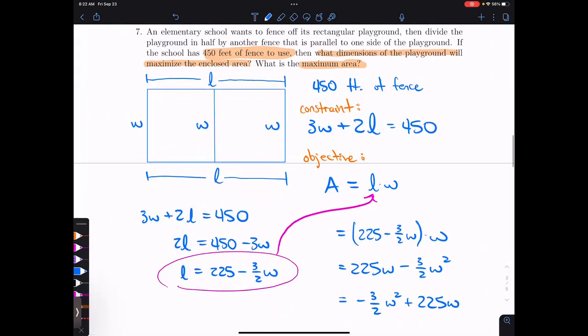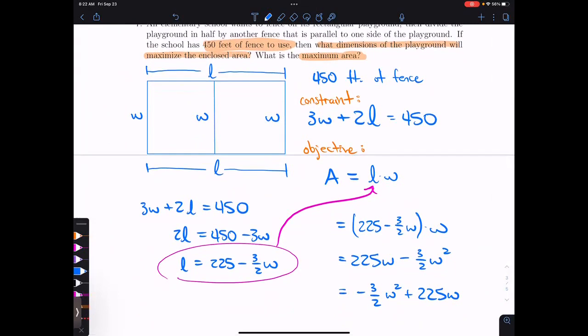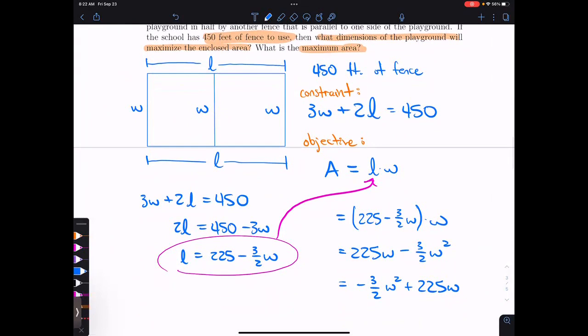The question said, what dimensions will maximize the enclosed area? So the dimensions mean find L and find W, right? So you get the W from the opposite b over 2a thing. Go back here and you can find L, or go back here and you can find L. Bunch of places you can find L, and then maximum area is just length times width. Okay, so I'll leave that one for y'all to finish.